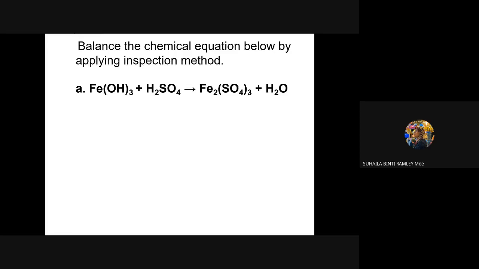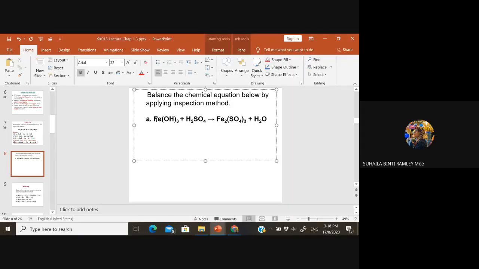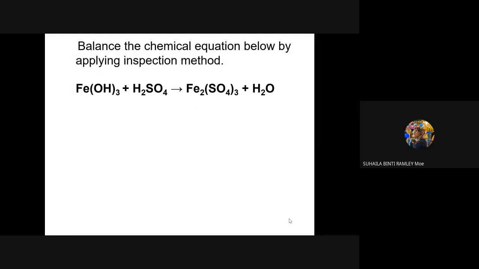Okay, so kita, disebabkan dia algebraic, so kita letak algebra. Algebra means A, B, C, D tu lah. So kita assign untuk F, E, O, H ni A. So A, this one B, this one C, this one D. So this one we call as algebraic method.